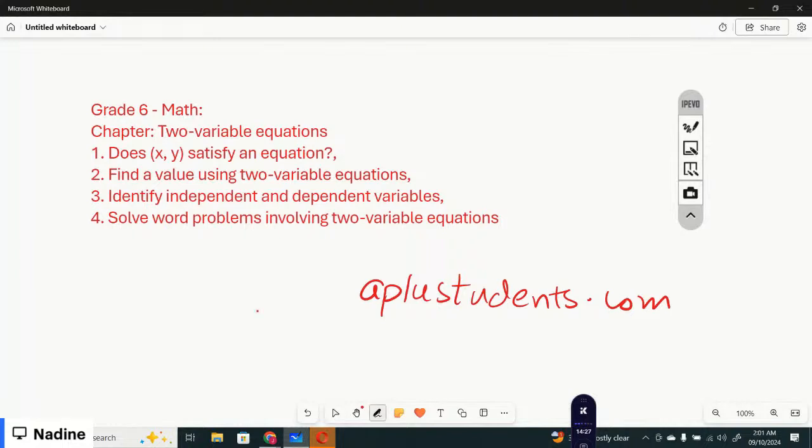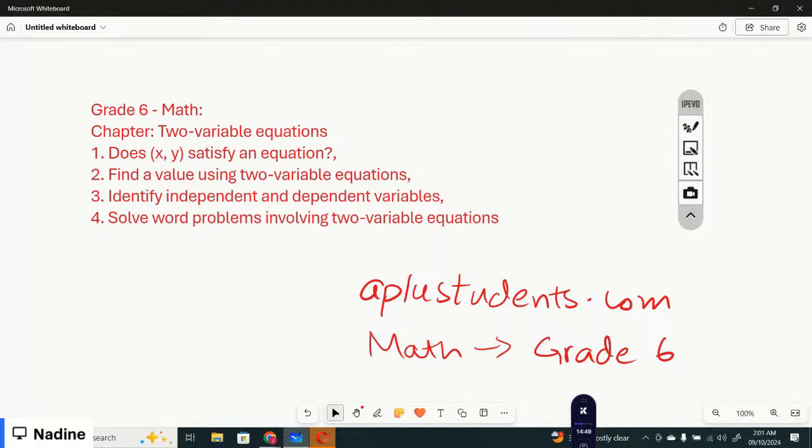Then you have to select math from the subject tab. Scroll down to grade 6 math and then click on view all lessons. There you can find the list of the chapters.